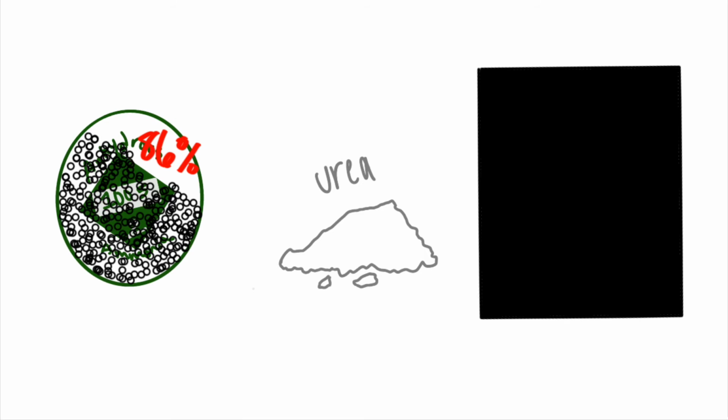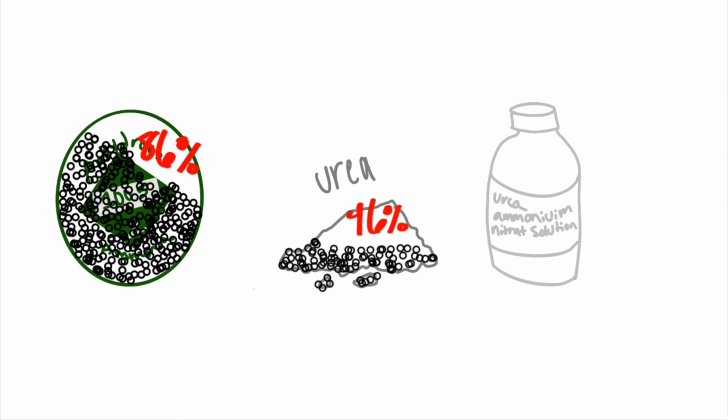Types of fertilizers that have nitrogen in them include, for example, anhydrous ammonia, which is a gas but is applied as a liquid from a pressure tank and consists of 82% nitrogen. Another example is urea, which is a solid and has 46% nitrogen. And last but not least is urea ammonium nitrate solution, which is a liquid and has around 28 to 32% nitrogen.